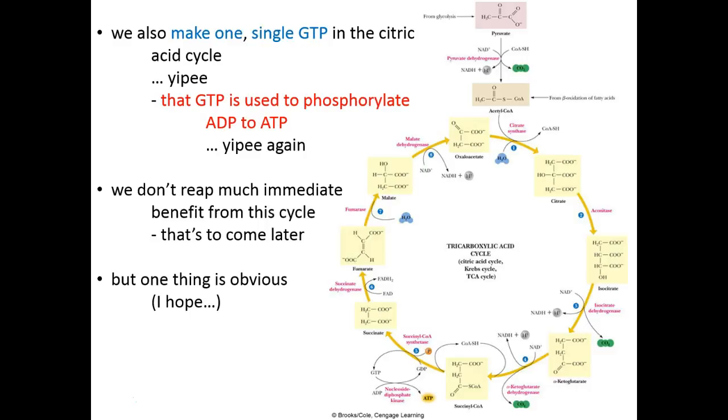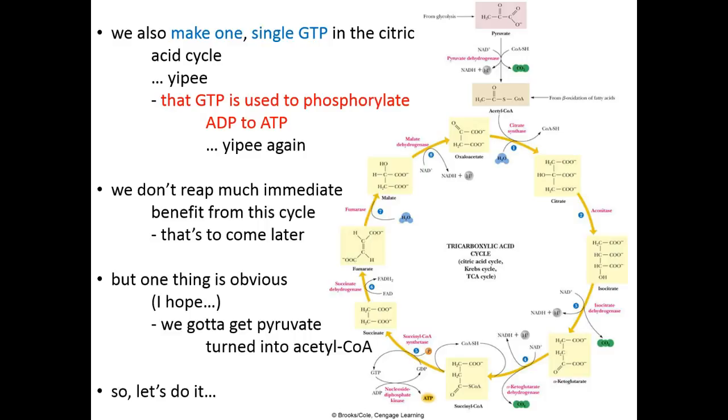But one thing I hope here is obvious. We can't do anything with pyruvate with regards to the citric acid cycle. The very first thing we need to do is convert that pyruvate into acetyl-CoA. So let's go ahead and get to it. Let's dive into the true biochemistry here.